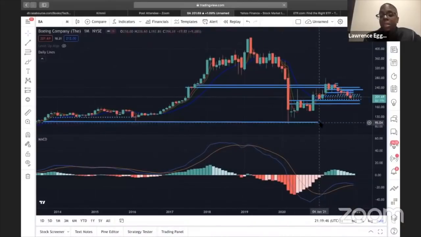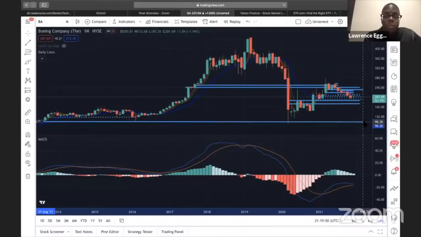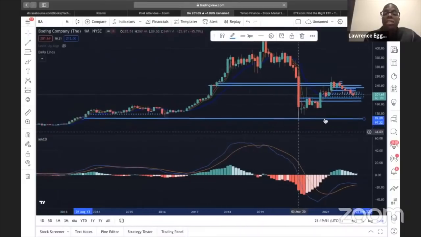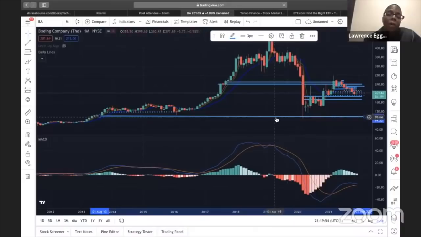So what can I anticipate if Boeing was to ever come back down to this level? Well, we could potentially expect a major bounce because this is a major support. What qualifies a major support level? One touch here, one touch here, one touch here. There's three touches on a major support level. Institutions buy stocks at major monthly and weekly levels.